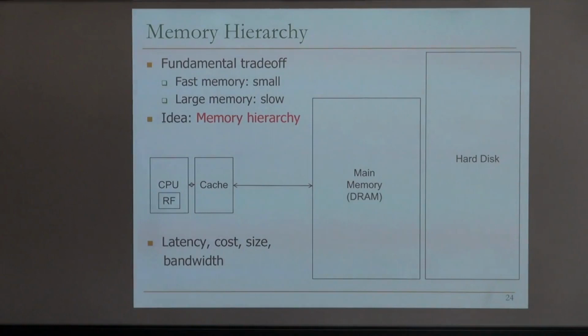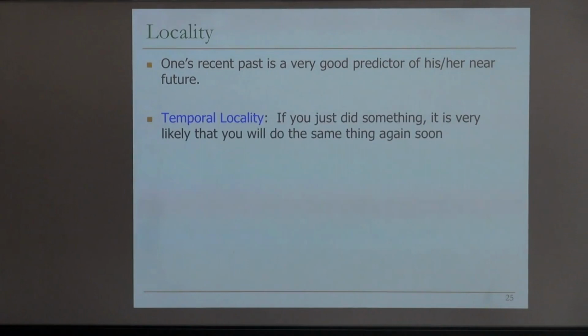So why does this work? Because of the locality principle. If everything was random access, maybe this doesn't work very well, right? If you had zero locality. So what is locality? Basically, one's recent past is a very good predictor of his or her near future. For example, if you just did something, it's very likely that you will do the same thing again soon.